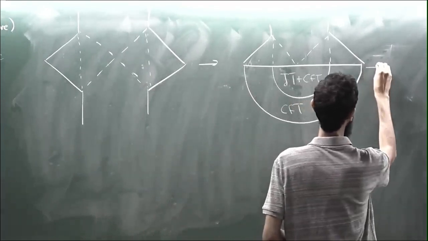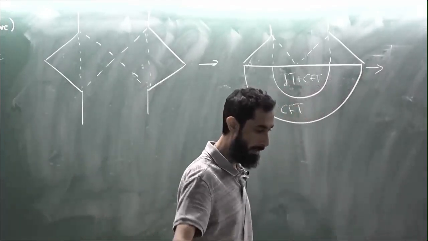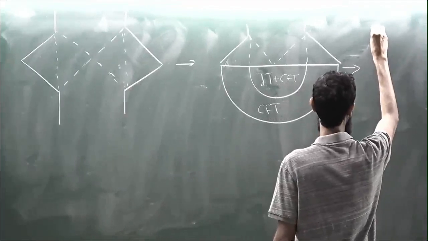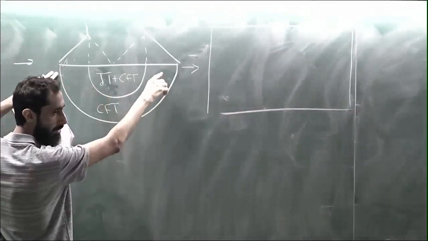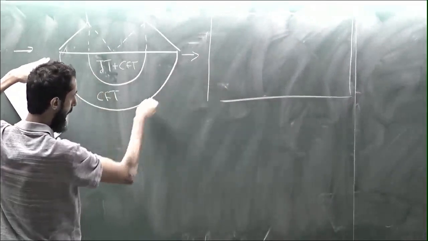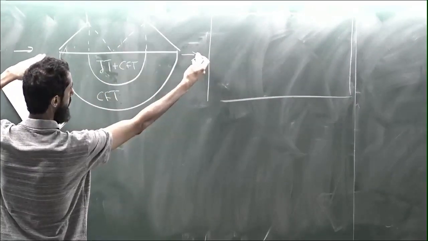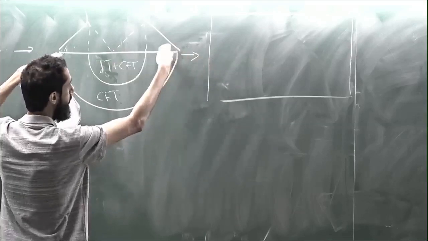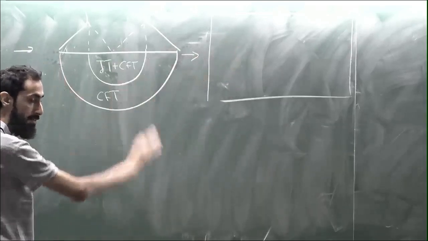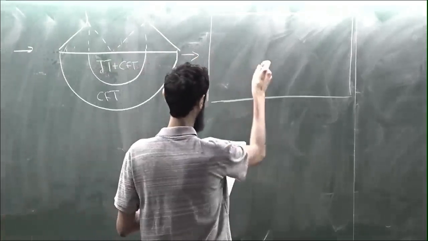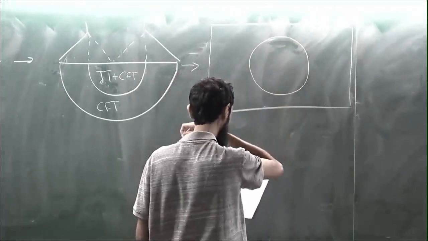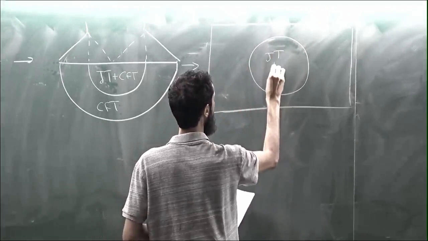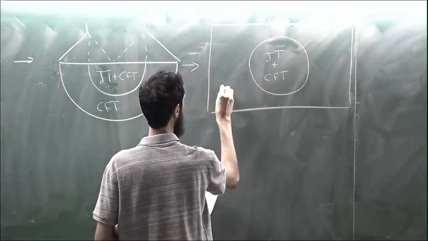One can consider the full Euclidean path integral, so the bra and the ket, and it looks something like this. I'm going to draw it as a square now. I should emphasize, I drew it as a semicircle just because I brought the infinities down to a finite point. Usually you send this to infinity, and this is just a half space. And we have a circle in the center like that. Here we have JT plus CFT, and here we have CFT.